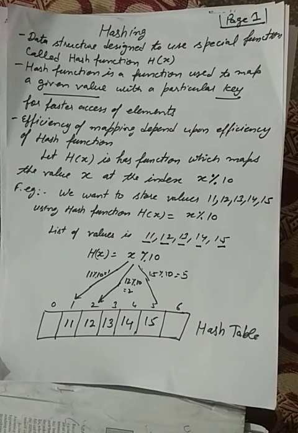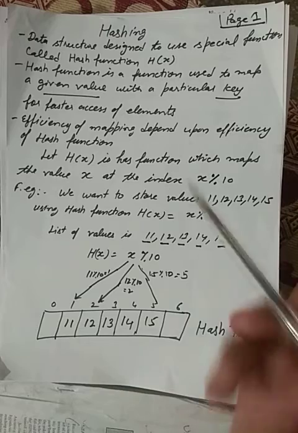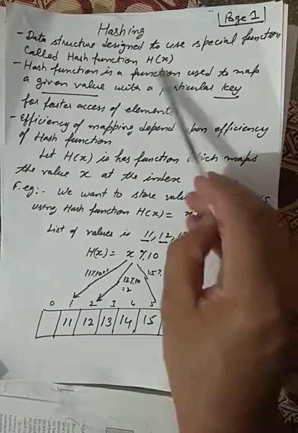Students, today we will discuss the concept of hashing. So, hashing basically is a data structure designed to use a special function called a hash function. So, what is a hash function? Generally we symbolize it with capital H and write it as h(x). That is the hash function.